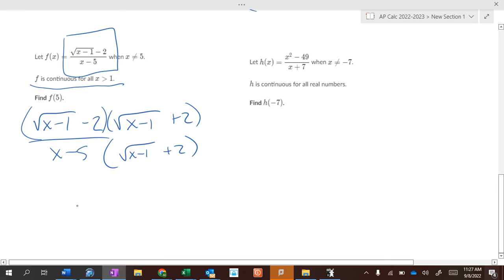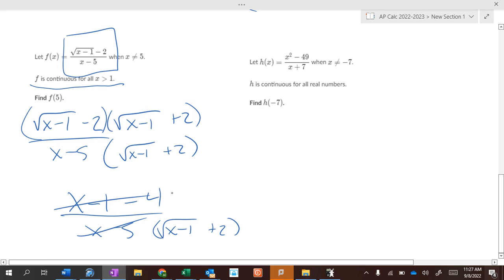So it would be x minus 1 minus 4, all over x minus 5 times the square root of x minus 1 plus 2. This is x minus 5, and this is x minus 5. They cancel. So if we put in a 5 here, we get 5 minus 1, which is 4. The square root of 4 is 2. 2 plus 2 is 4. This is 1/4. So that is what f of 5 would be if it's continuous.